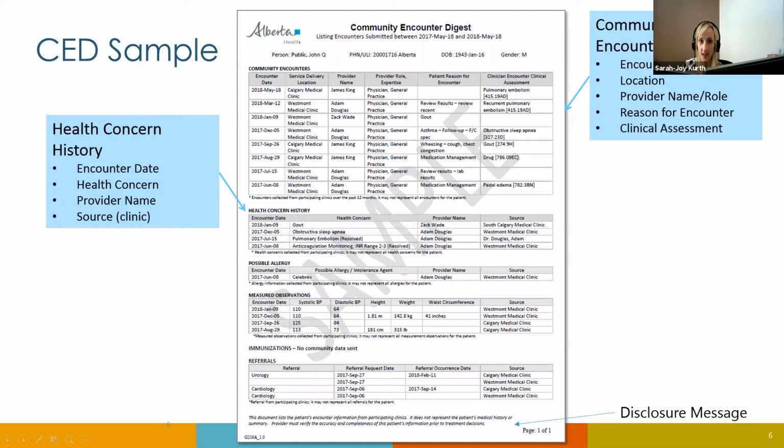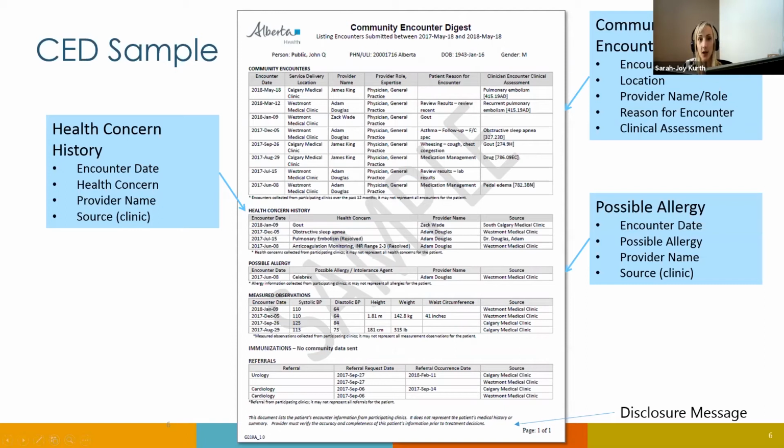The second section is the Health Concern History section. So this pulls from the problem list section of PS Suite. It includes the name of the problem, the provider who entered the problem, and the source or the clinic where the problem was entered. The third section is called Possible Allergy, and this is because it contains allergies whether or not they have been confirmed. And this pulls from the allergies section of PS Suite.